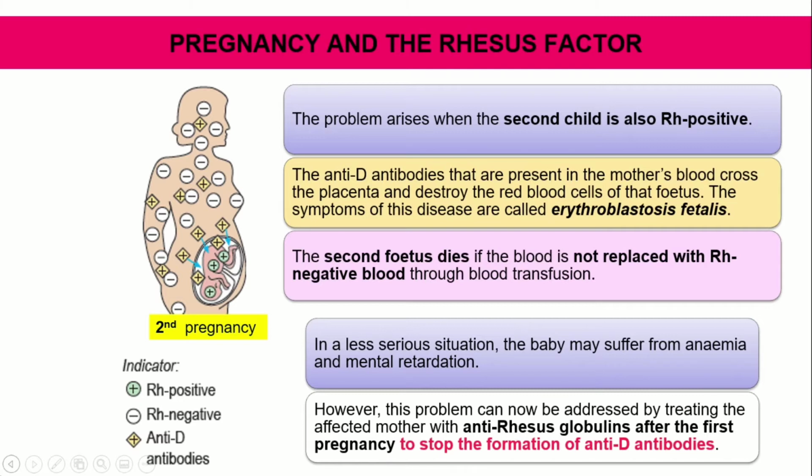This symptom is called erythroblastosis fetalis. The second fetus dies if the blood is not replaced with rhesus negative blood through blood transfusion. In a less serious situation, the baby may suffer from anemia and mental retardation. However, this problem can be solved by treating the affected mother with anti-rhesus globulin after the first pregnancy to stop the formation of anti-D antibodies.